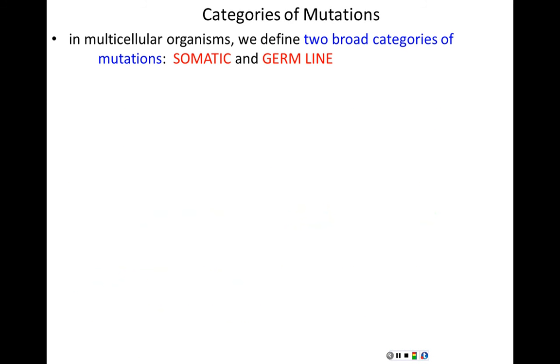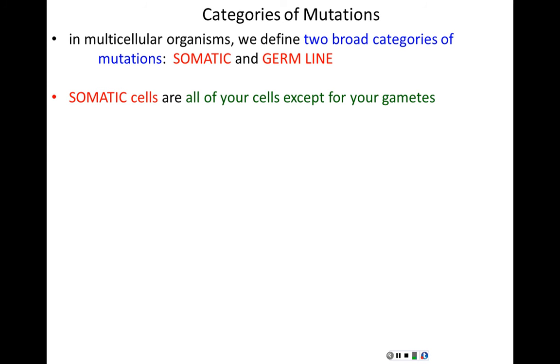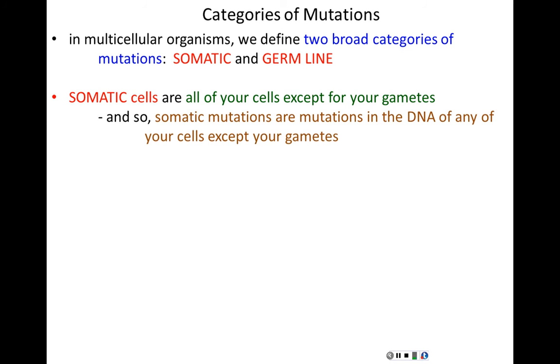So what kind of mutations do we have? How can we classify mutations? In multicellular organisms that are sexually reproducing, such as us, we define two broad categories of mutations, somatic mutations and germline mutations. Somatic cells are all the cells of your body except for your gametes. Almost like autosomal chromosomes are all the chromosomes except for the sex chromosomes. Somatic cells are all of the cells except for the gametes or the sex cells.